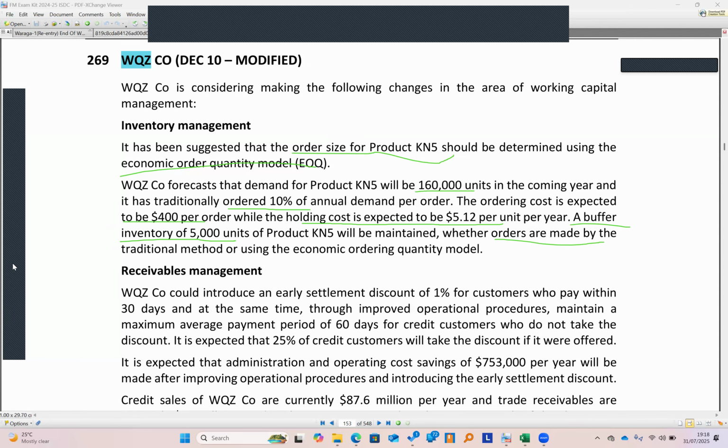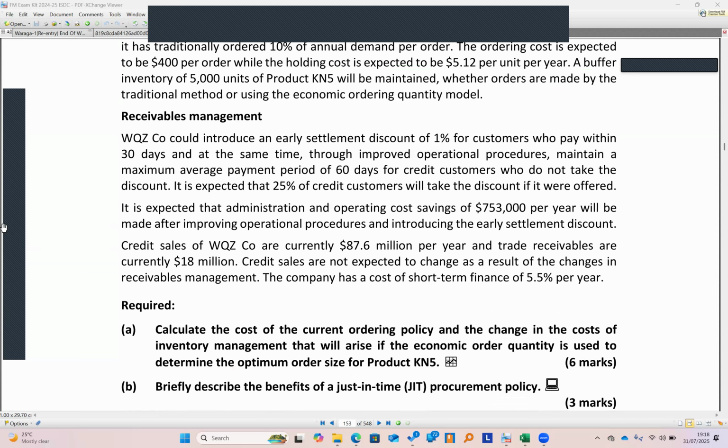Let's first look at the receivables. For the receivables, they want to introduce an early settlement discount of 1% for customers who pay within 30 days. At the same time, through improved operational procedures, they want to maintain a maximum average payment period of 60 days for those who don't take the discount. So 25% of the credit customers will take the discount if it was offered.